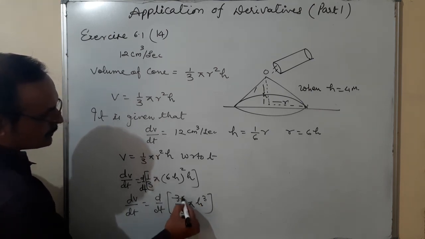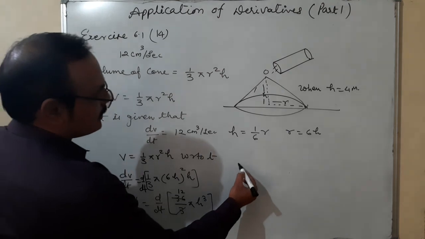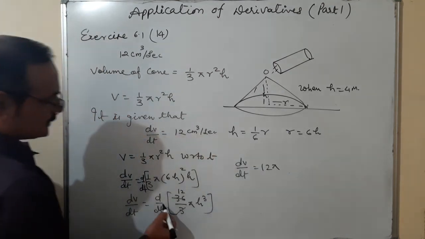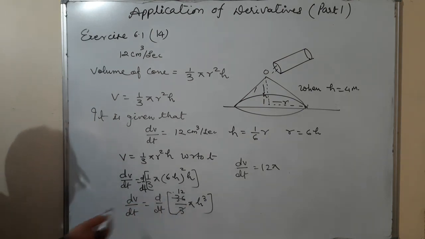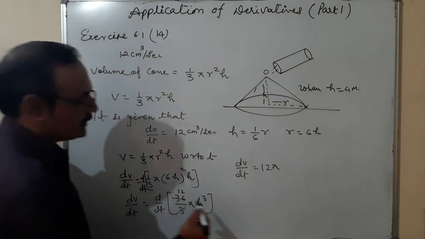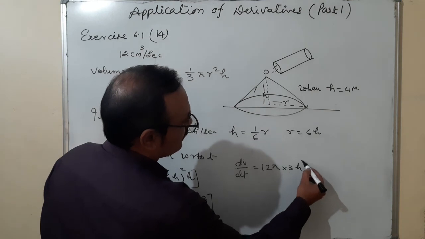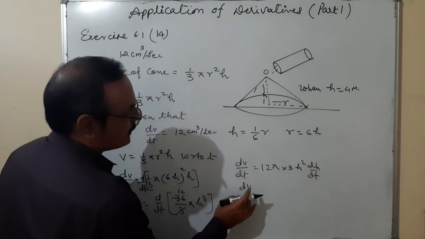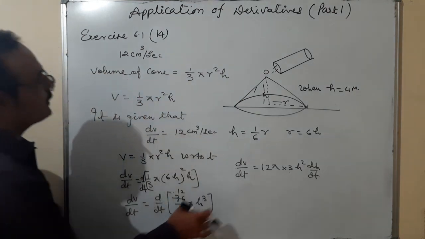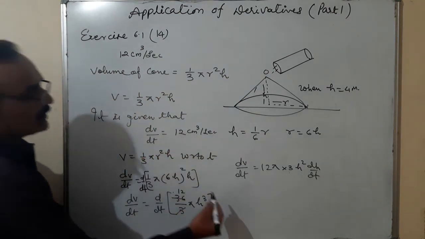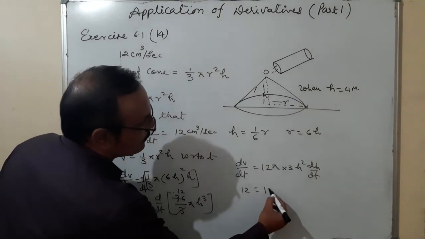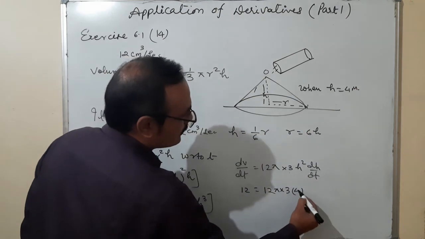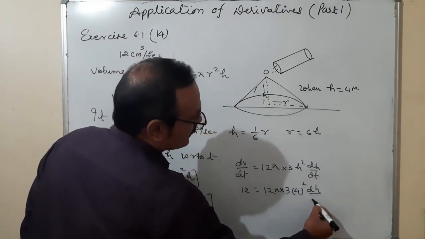It is 12, so 12 pi is here. Now dV by dt is equal to 12 pi, a constant term, and the differentiation of h cube with respect to time is 3h square dh by dt. The value of dV by dt is already given, that is 12. So 12 is equal to 12 pi into 3, the value of h is 4, into dh by dt.